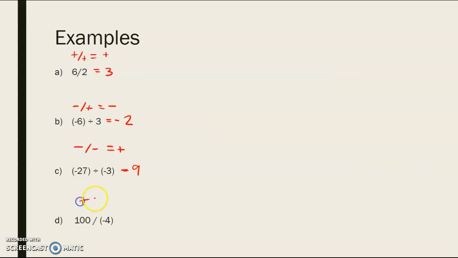And now we have a positive divided by a negative, and different signs will equal a negative. So I can already put my negative here, and then I can think, okay, what's 100 divided by 4? The answer is 25, because there's 4 quarters in a dollar. And so our answer, 100 divided by a negative 4, is a negative 25.